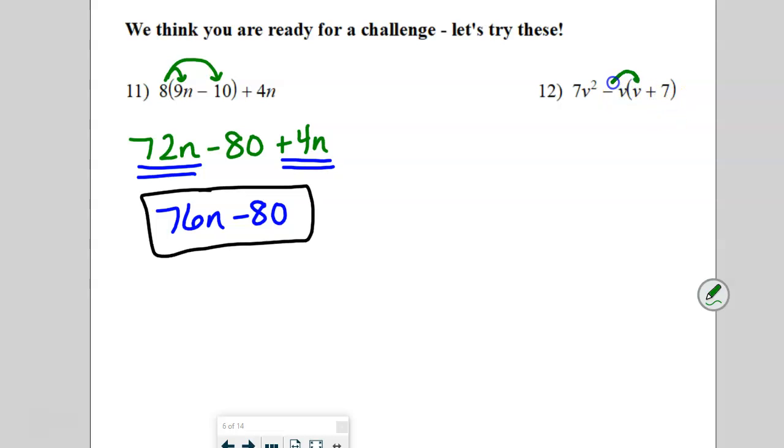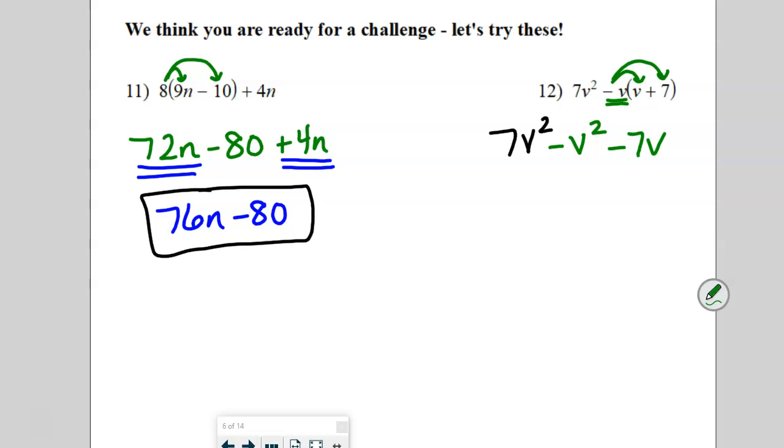So when I go to distribute this, I'm not going to distribute just the v. I'm actually going to distribute the negative v. So think of it as negative 1v. All right, so the 7v squared from the beginning just kind of drops down. And then when you have negative 1v times 1v, that would be a negative 1v squared. Now, if you wrote the 1 in front of v squared, you're totally fine. It's not wrong. Negative v times 7 is negative 7v.